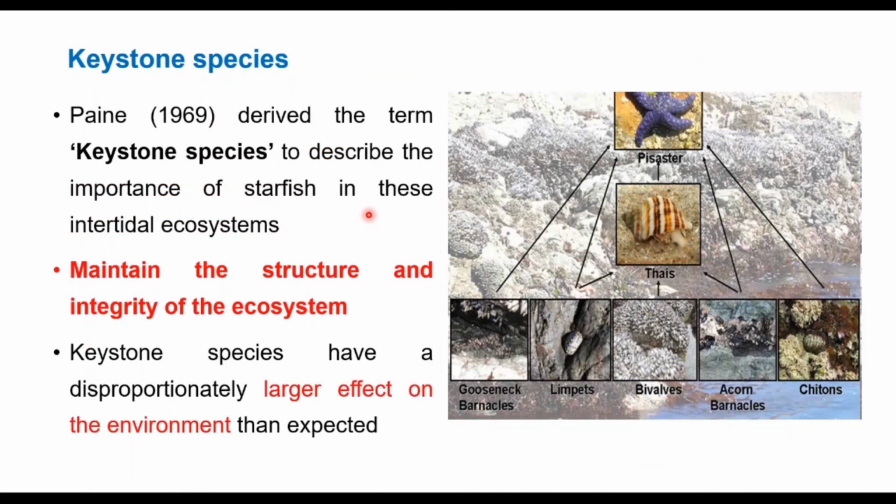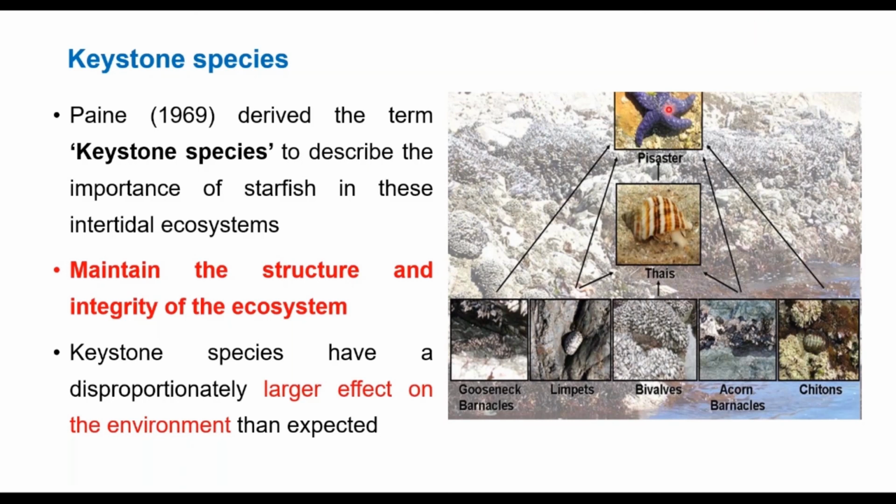Previously I explained about the keystone species. So what is a keystone species? It was described by Paine in 1969. He coined this term to describe the importance of starfish in this intertidal ecosystem. Why? Because the starfish helps to maintain the structure and integrity of this intertidal ecosystem.